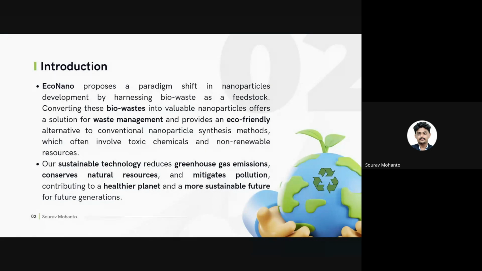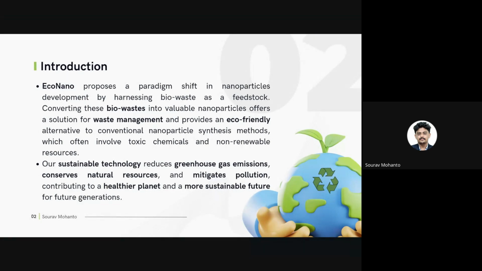However, the burden on global food security as well as limited resources create distress over environmental sustainability. In this context, EcoNano proposes a paradigm shift in nanoparticle development by harnessing bio-waste as a feedstock.